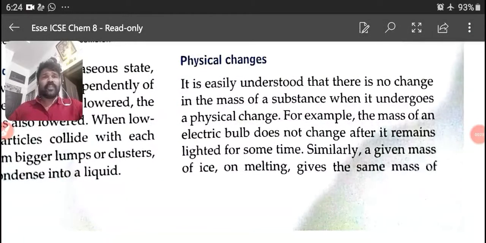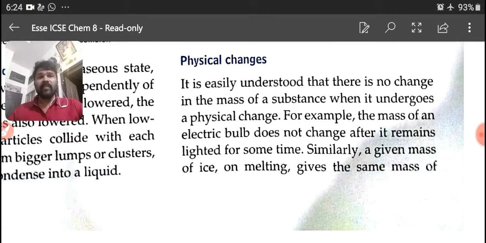Okay, students, in physical change, it is easily understood that there is no change in the mass of a substance when it undergoes a physical change. For example, the mass of an electric bulb does not change after it remains lighted for the same time. If the bulb is lighted for some time, its mass does not change.